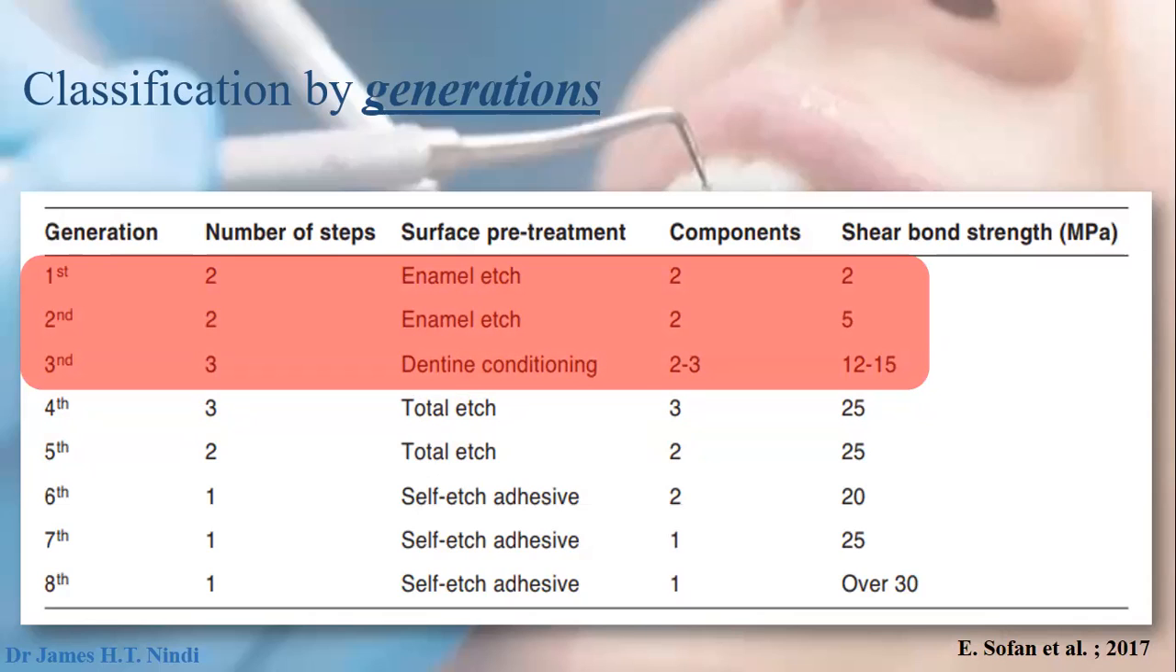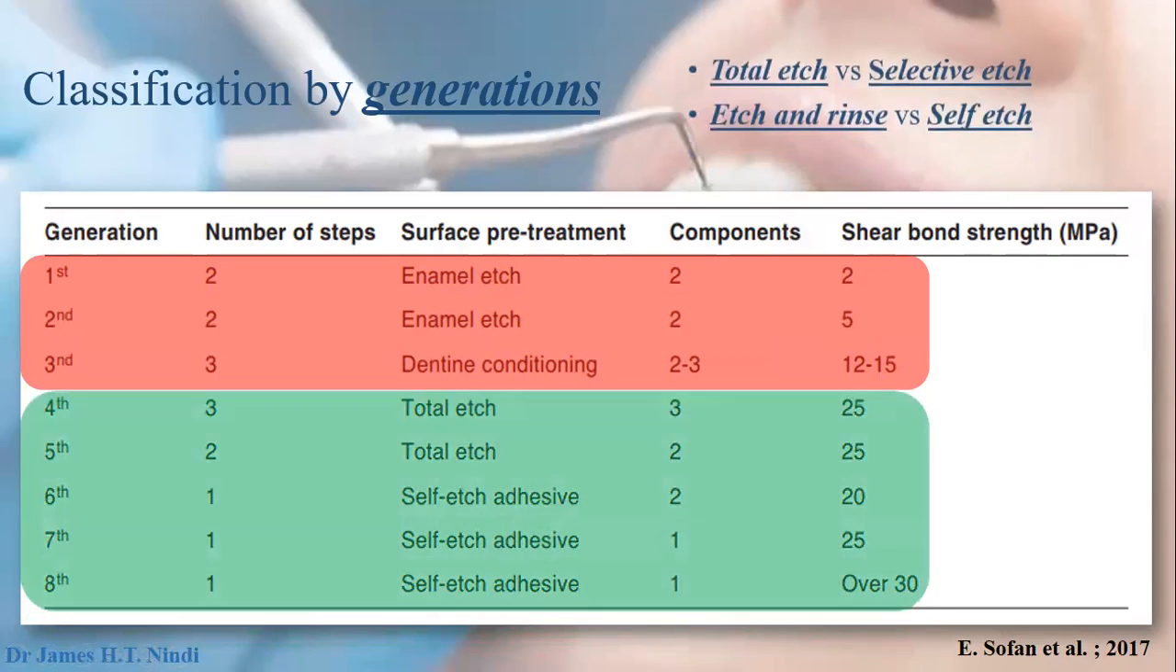So these ones were ruled out because, as you can see on the right, the shear bond strength was low. So when we discuss the composites, we'll understand the relevance of needing a high shear bond strength in adhesives with regards to the composite that you use. So from the first to the third generation, the shear bond strength was low, hence they're no longer used and they're no longer on the market anyway.